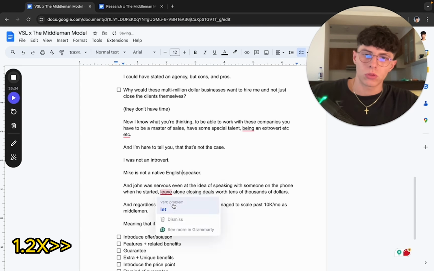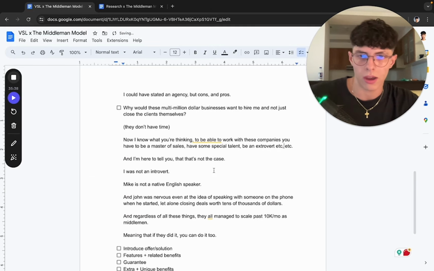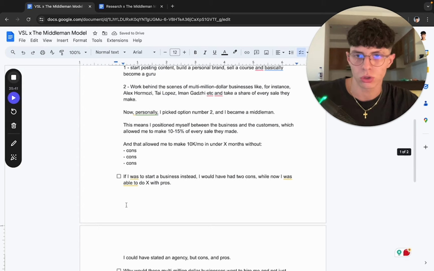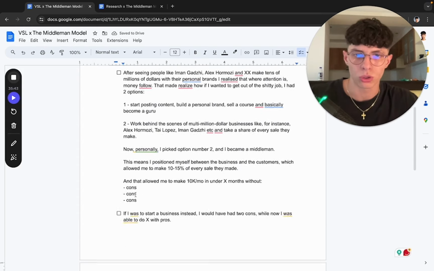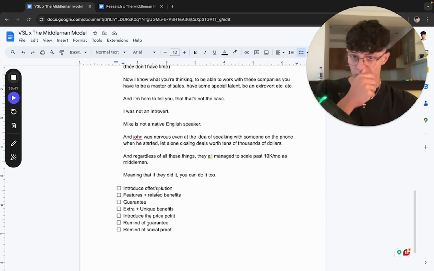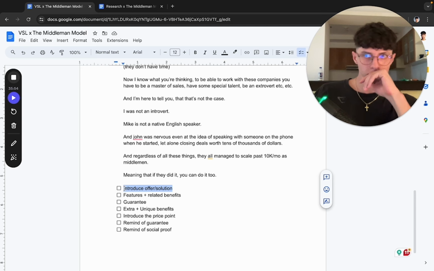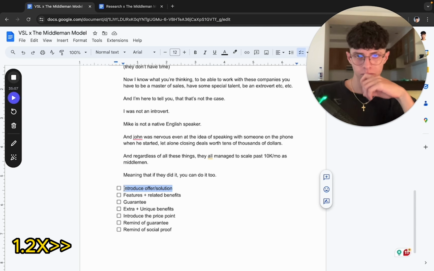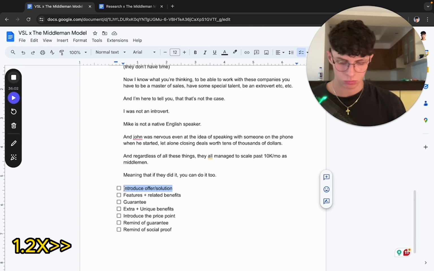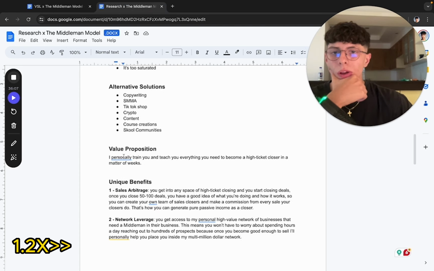Okay, so this is good. Now we want to go into the next point, which is to introduce the offer or the solution. Now, why did we come up with this solution? Let's see our pain points. How can we transition into that?